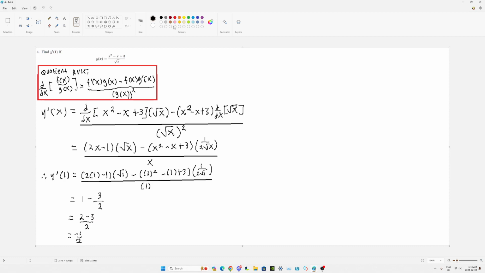So this is another new one, I think. I did all the tutorials out of order, so I'm not quite sure, but it's find the derivative y at position 1 with respect to this function. Okay, so here we can use the quotient rule. You can also use the power rule, right? You can rewrite it like this.